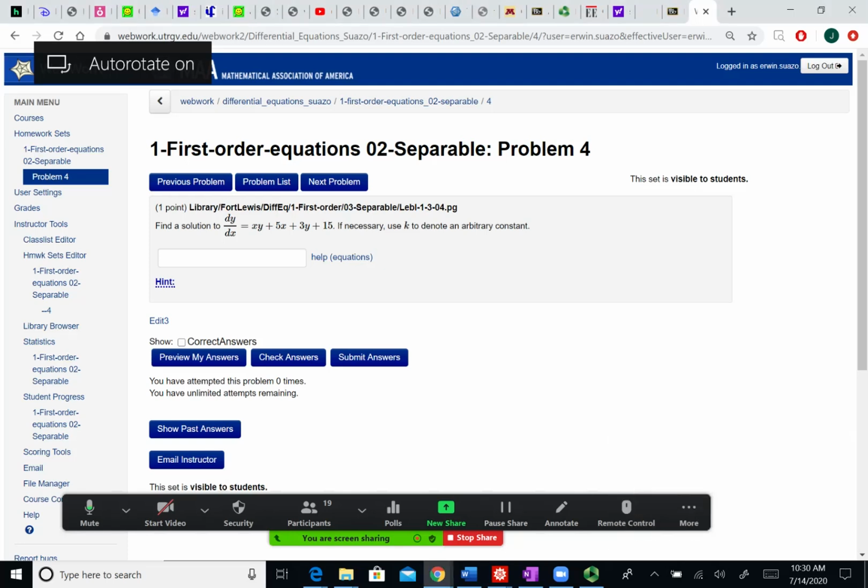So this one is y prime equals xy plus 5x plus 3y plus 15. Try to think about it for 1 minute, otherwise it's not fun. What would you do? I mean, it's separation of variables. So that means xy plus 5x plus 3y plus 15 has to be the multiplication of two functions. One is dependent on x and the other is dependent on y. So think, what could you do?